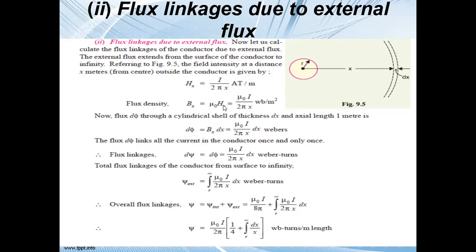and we know that the flux density is calculated as Bx equal to mu naught into Hx. Substituting Hx, that is mu naught into I by 2 pi x. Now we calculate the flux through a cylindrical cell of thickness dx and axial length of 1 meter. We know that the total flux equals flux density into area. The thickness is dx and the axial length is 1 meter, so the area will be dx into 1. So the total flux is Bx into dx. We substitute Bx here, that is mu naught I by 2 pi x into dx.